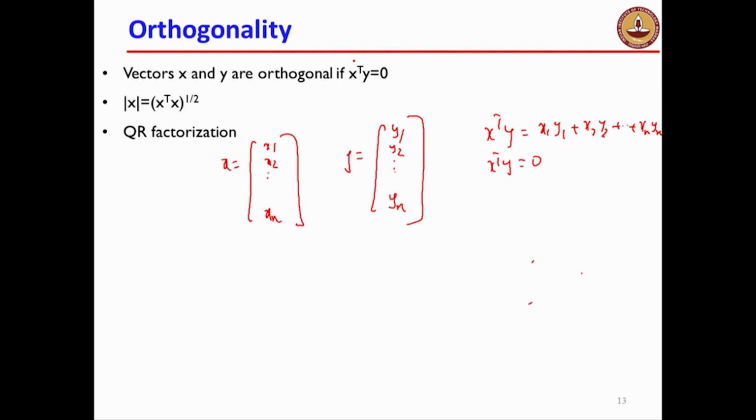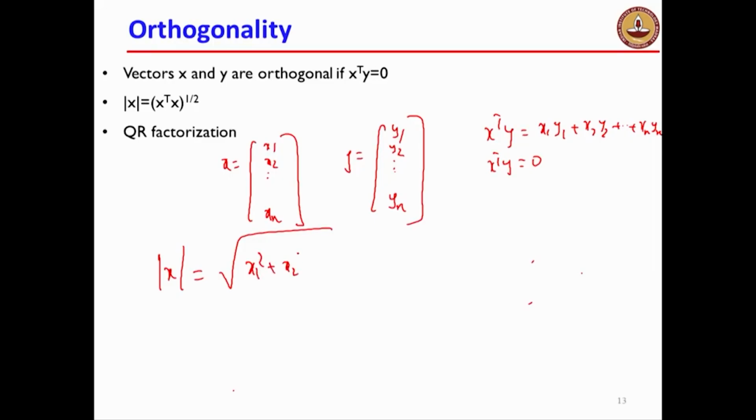Now this definition helps me to do several things. First, it helps me to measure angles between vectors. First, it helps me to measure lengths of vectors. So length of a vector, we know what it is defined as. There are several ways in which you can define lengths of vectors, but this is the so-called Euclidean distance of the vector.